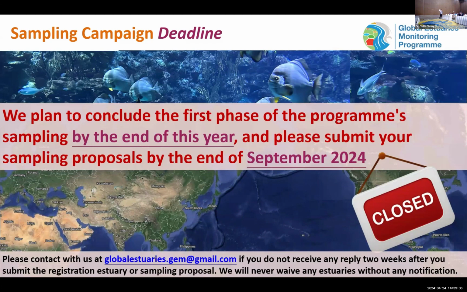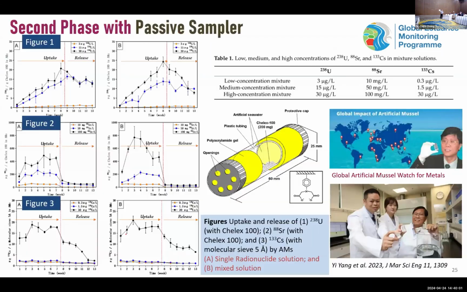And I also want to mention one thing: if you don't receive any reply from us 2 weeks after you submit, no matter the registration area or the sampling proposals, please contact us through email, because we will never waive any areas without any notification or communication with our collaborators. And that's all for the sampling campaign process.